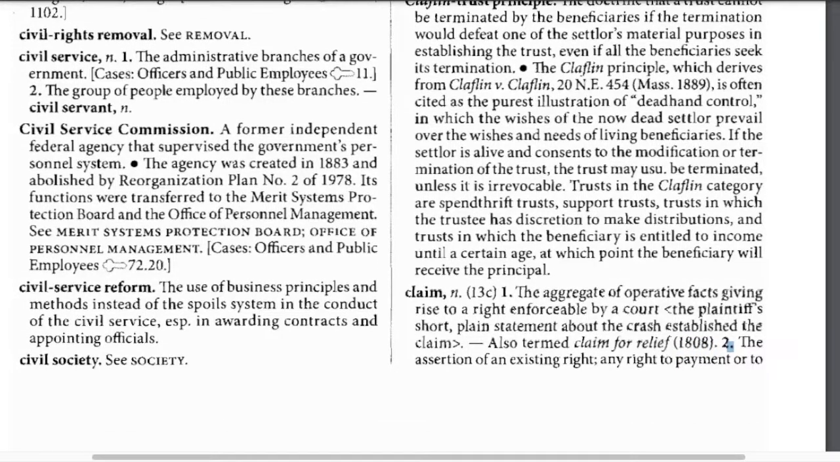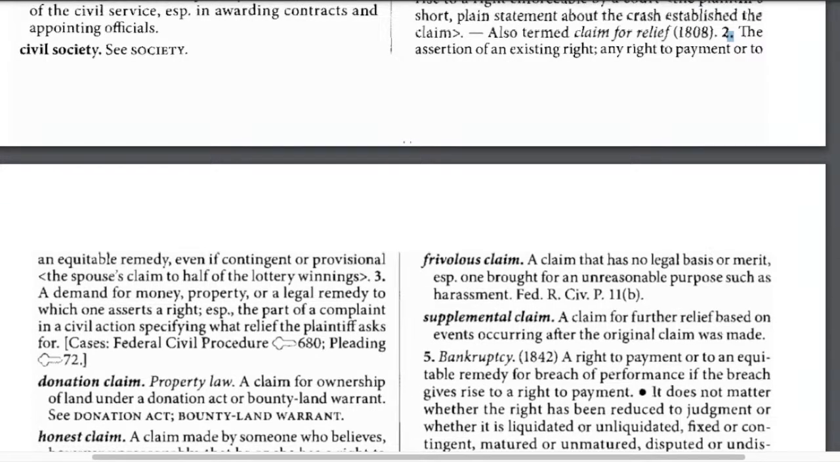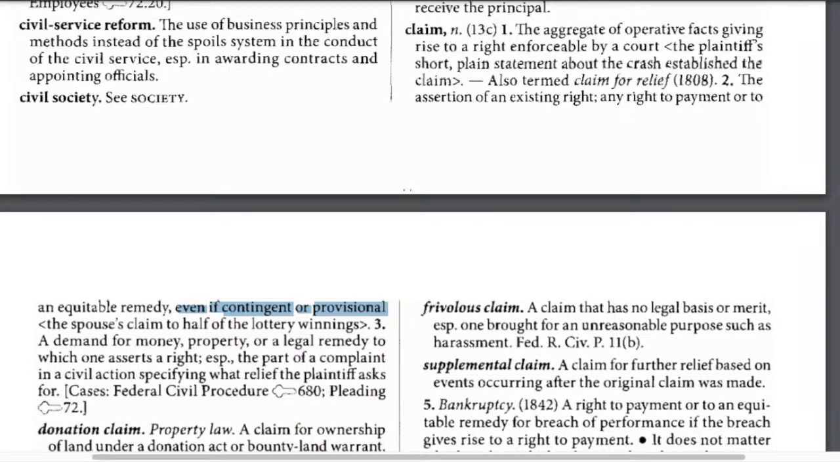Definition 2 is the assertion of an existing right, any right to payment or to an equitable remedy, even if contingent or provisional. So this is our definition 2. Here's an example: the spouse's claim to half of the lottery winnings. So a claim on definition 2 would be asserting an existing right, and payment or equitable remedy.